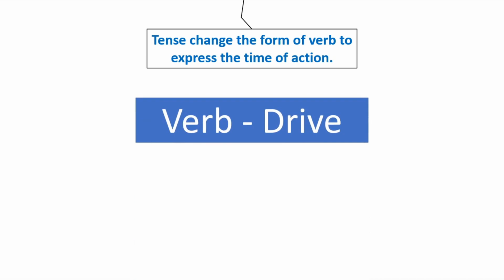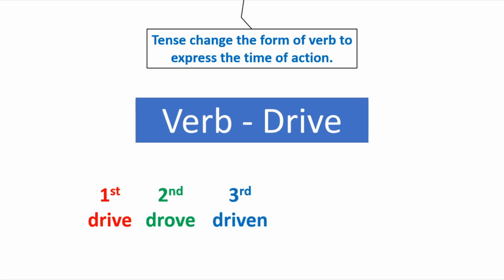Taking the verb drive, there are five different forms. First form of verb drive is drive. Second form of verb drive is drove. Third form of verb drive is driven. Fourth form of verb drive is driving. Fifth form of verb drive is drives. These different forms of verb denote the time of action.